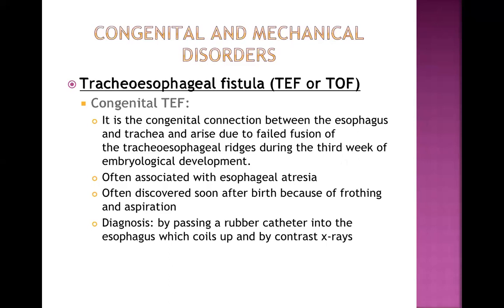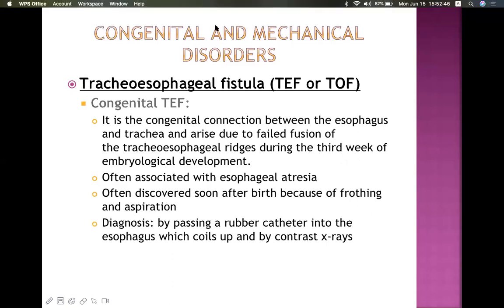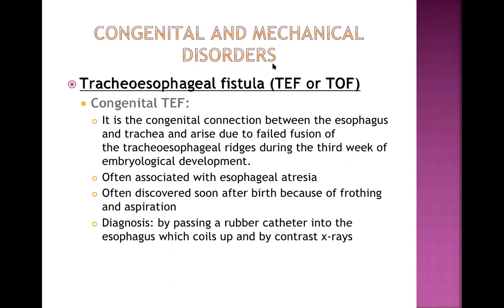Now, how it presents is quite interesting. These babies produce a lot of froth after birth or at the time of birth. Now let me explain this. Because of this esophageal atresia, the baby cannot swallow saliva. It cannot reach the stomach. There is a tube, so that tube is filled and the saliva will be regurgitated, and then all that froth will come outside.